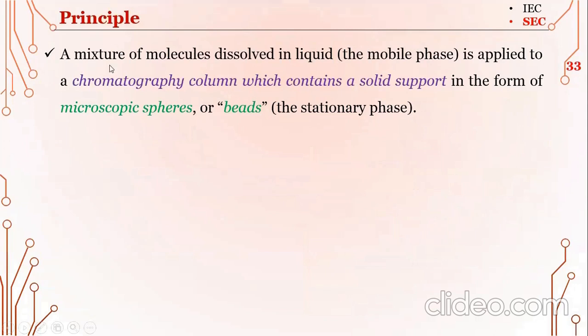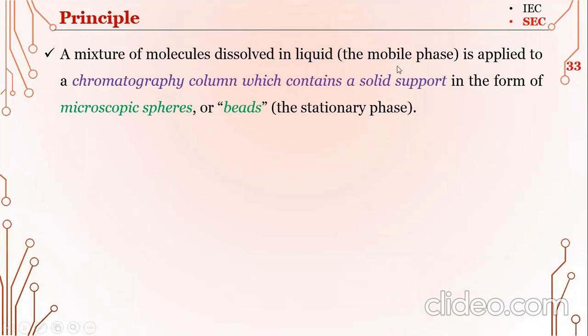So this will be our sample. If we have a mixture of proteins, like insulin, we will dissolve that in some liquid, the solvent. The sample plus the liquid, these two together will become the mobile phase.